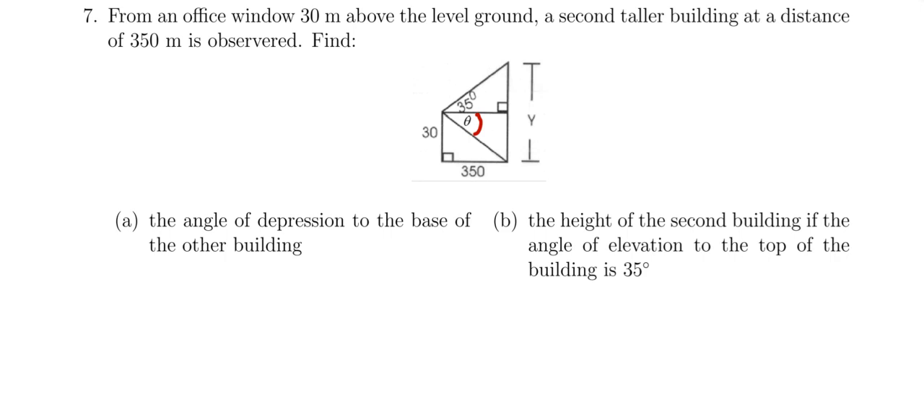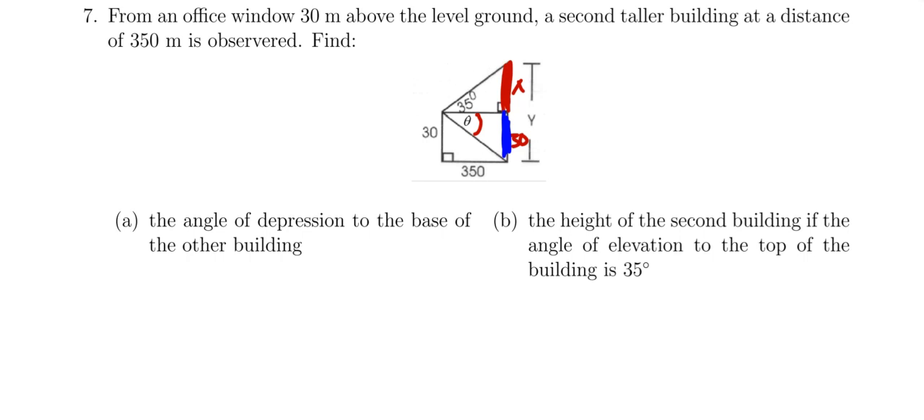is 35 degrees. Okay. So basically what we're going to do in the second part of this question is find that distance. Let's just call that x. And we'll add it to 30 because that's the height right there. In fact, I'll maybe write that in blue. There's that 30 right there.